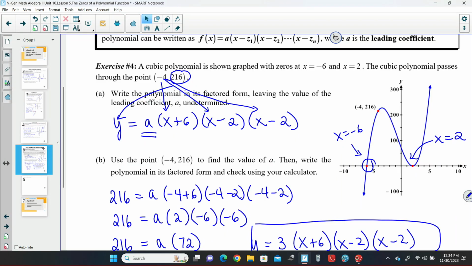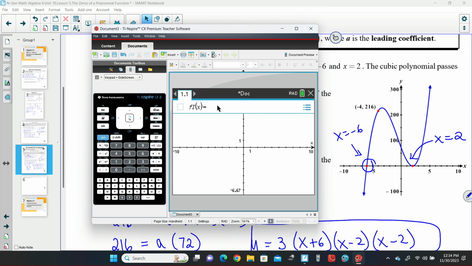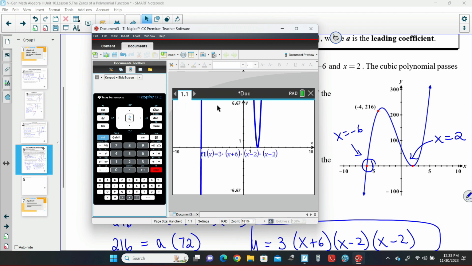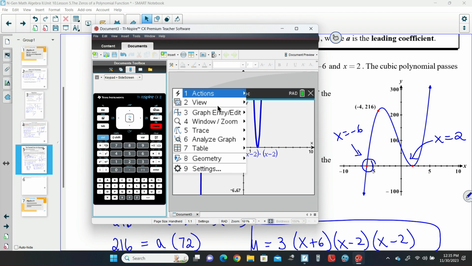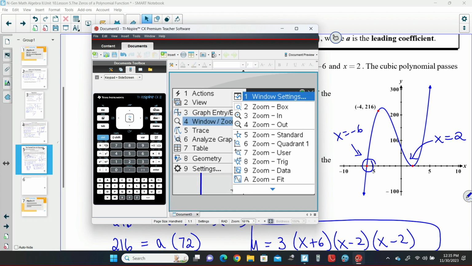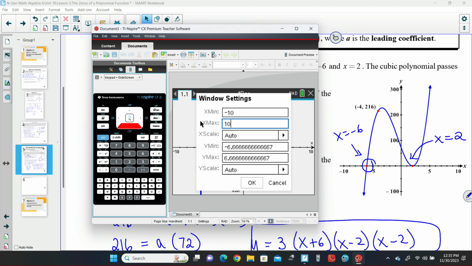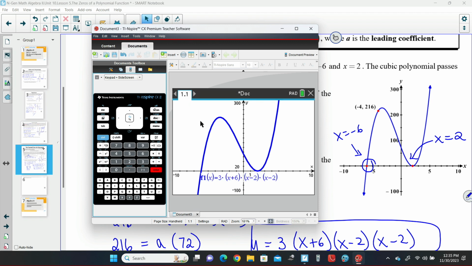All right, let's make sure that we have it right. So here we go. Bring our calculator out. We have 3 times x plus 6 times x minus 2 times, I'll put it all in its glory, x minus 2. All right, maybe I'll try to actually get the window to look the same. That window goes from -10 to 10, but the y window is much larger, -100 to 300. And there's my graph.